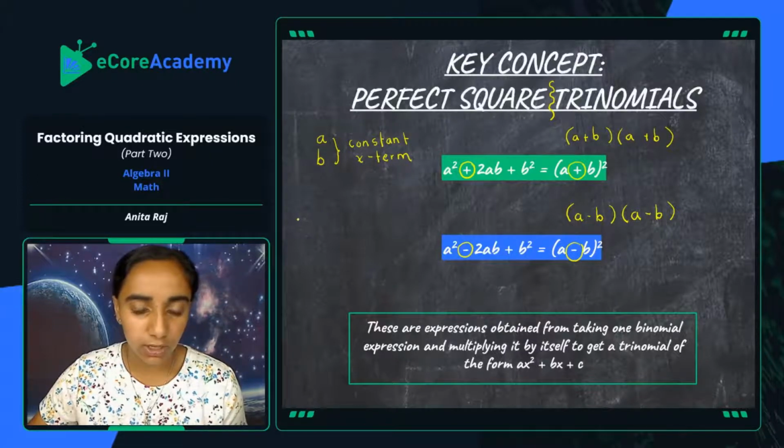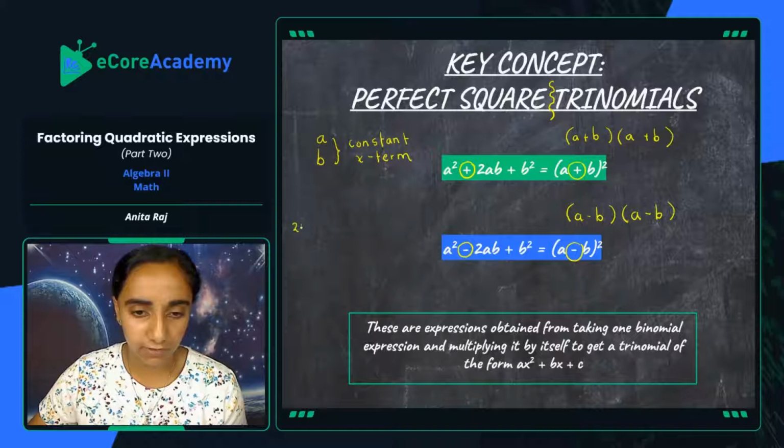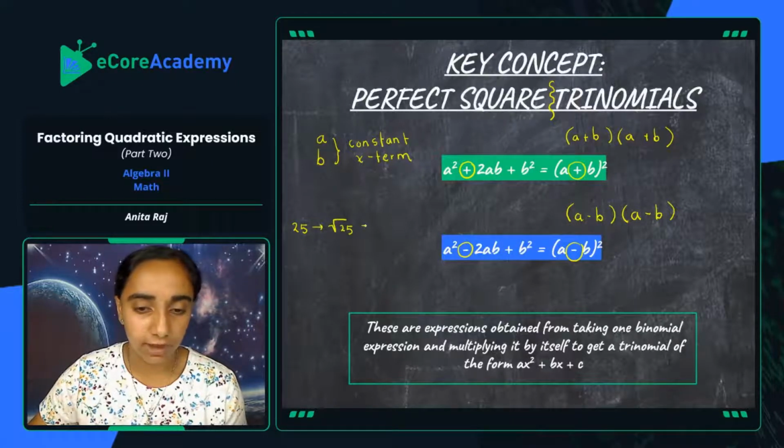For example, an example of a perfect square would be 25. If I wrote 25, and let's say I wanted to square root it to prove if it's a perfect square or not, the square root of 25, we all know that's equal to 5 times 5. Therefore, we know that 25 is a perfect square.